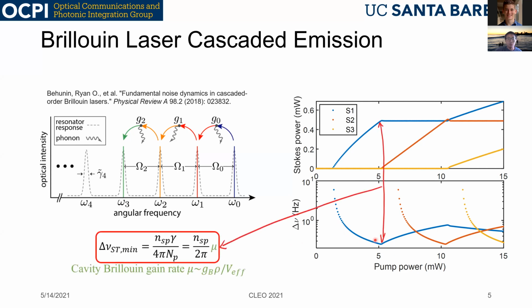and that minimum point, if you do some math on the Schawlow-Townes line width equation, you will find that the minimum Schawlow-Townes width is actually a function of only the cavity Brillouin gain mu here, and the Brillouin gain mu is proportional to the bulk gain times the mode overlapping factor rho, and divided by the effective optical mode volume.